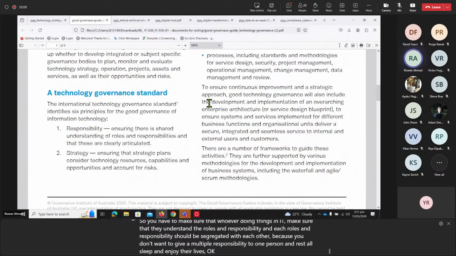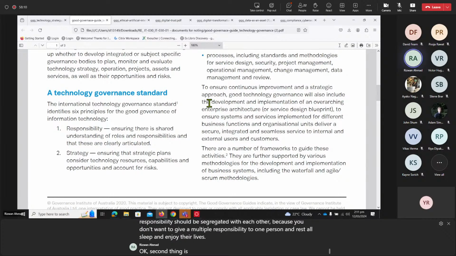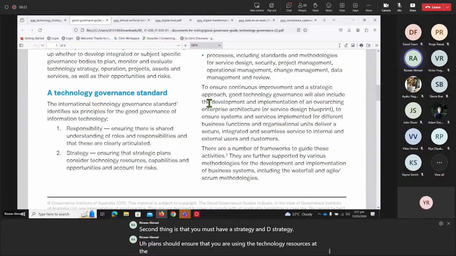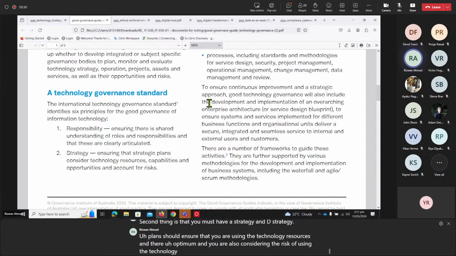The second thing is that you must have a strategy, and these strategy plans should ensure that you are using the technology resources at their optimum, and you are also considering the risks of using the technology.